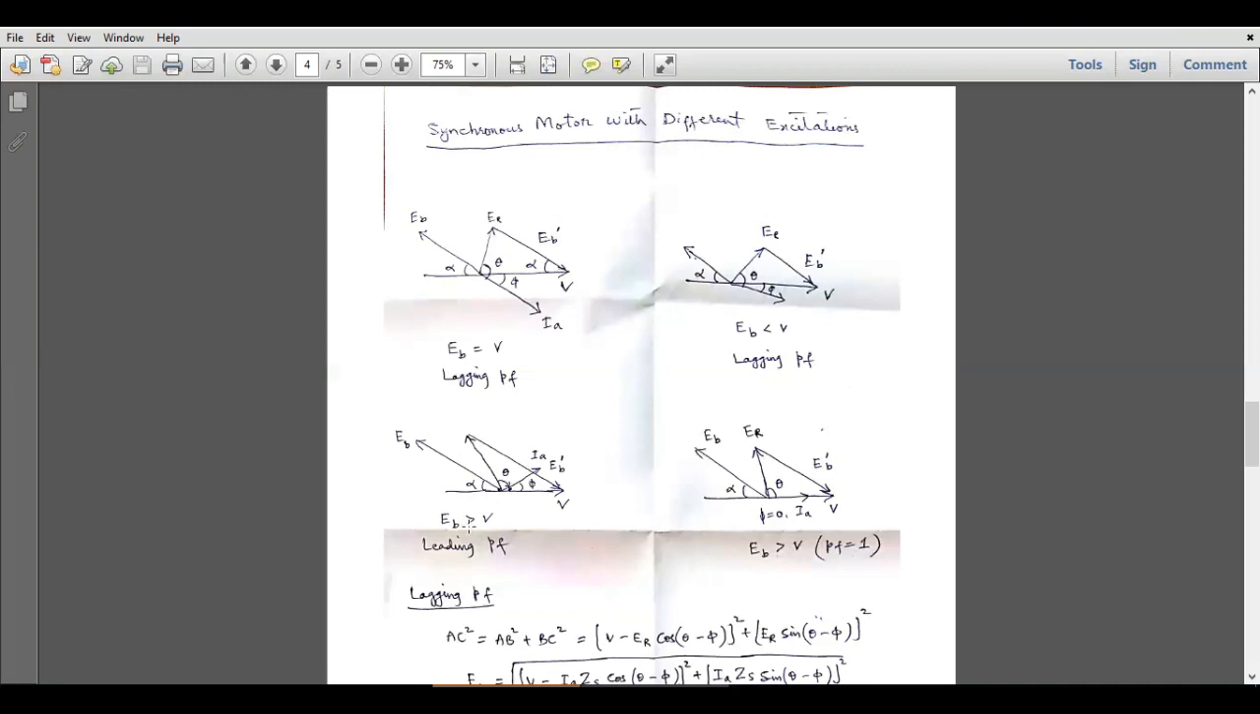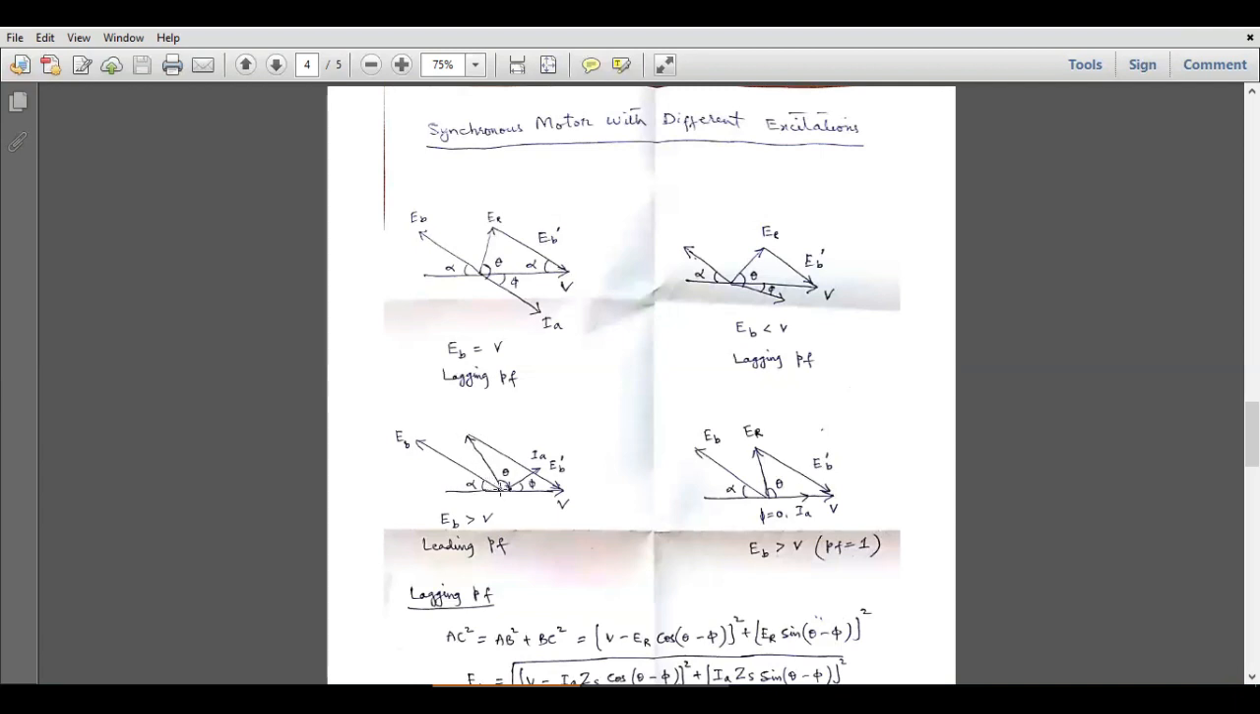So if we keep EB greater than V, so if we have increased the excitation, then EB vector will be greater than the applied voltage vector. So this is EB, and this will become EB dash vector, which is anti-parallel with this EB vector, and the tail of this voltage vector will be joined with the tail of this EB dash vector by means of this another vector which is called ER.